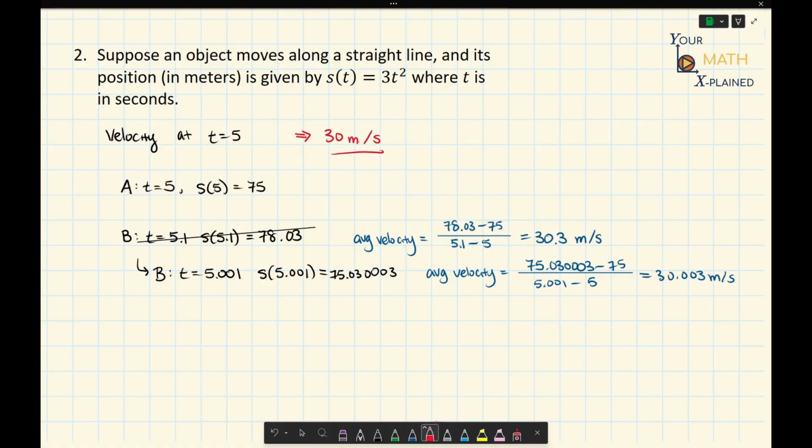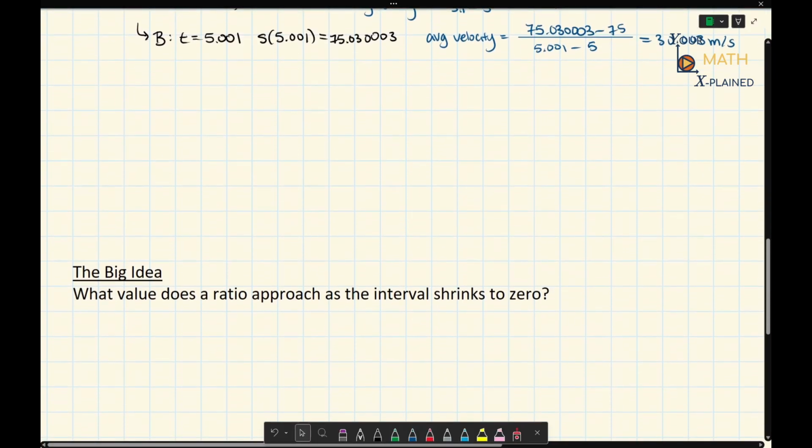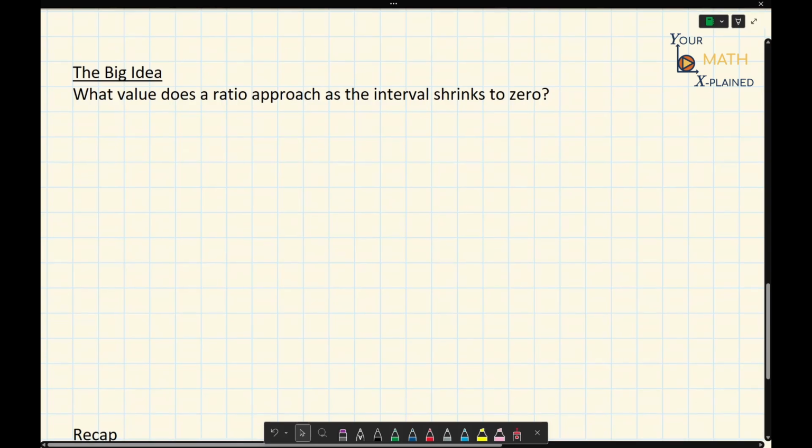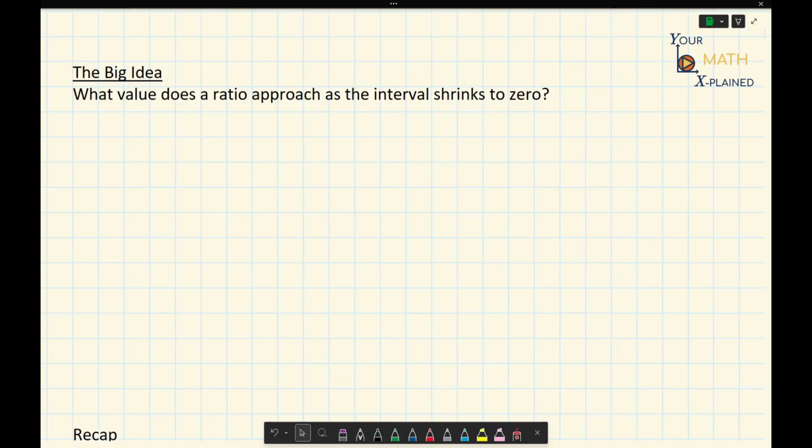Now this velocity here is what we call the instantaneous velocity. And this is what you would see on the speedometer of your car when you're driving it. So what is the big idea here? The big idea is we're trying to find what value a ratio approaches as the interval shrinks to 0.